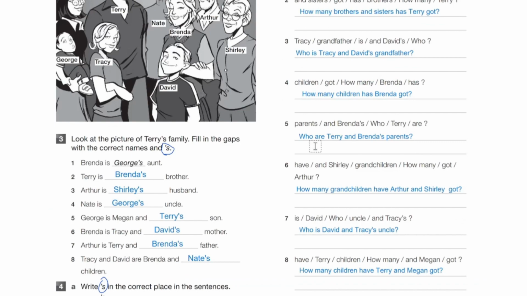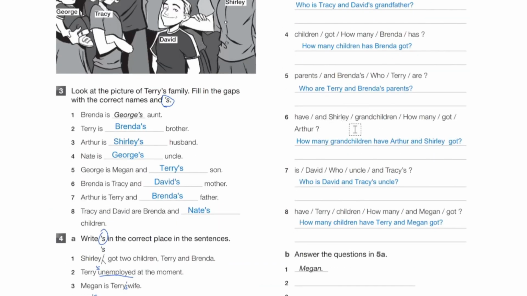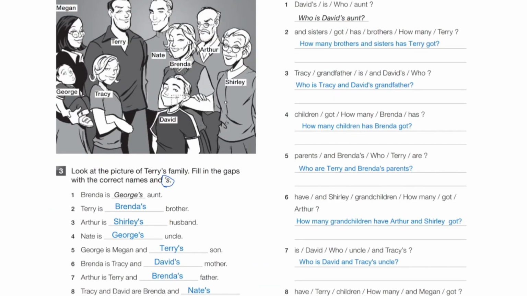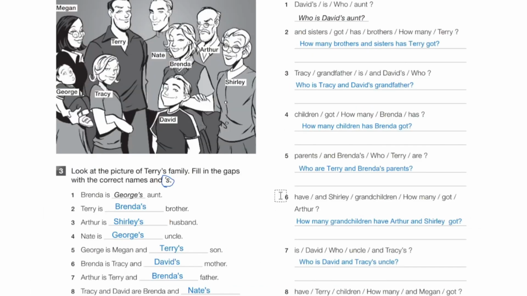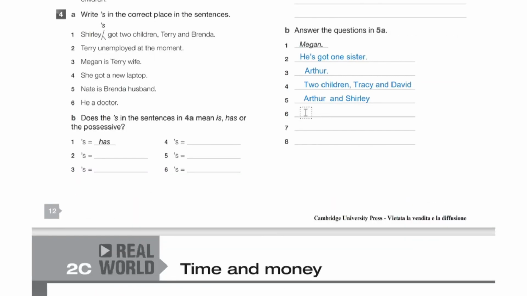Number five, who are Terry and Brenda's parents? Obviously, Arthur and Shirley. Arthur is the father. Shirley is the mother. Number six, how many grandchildren have Arthur and Shirley got? They have got three grandchildren, George, Tracy, and David. So we're going to write here three grandchildren.